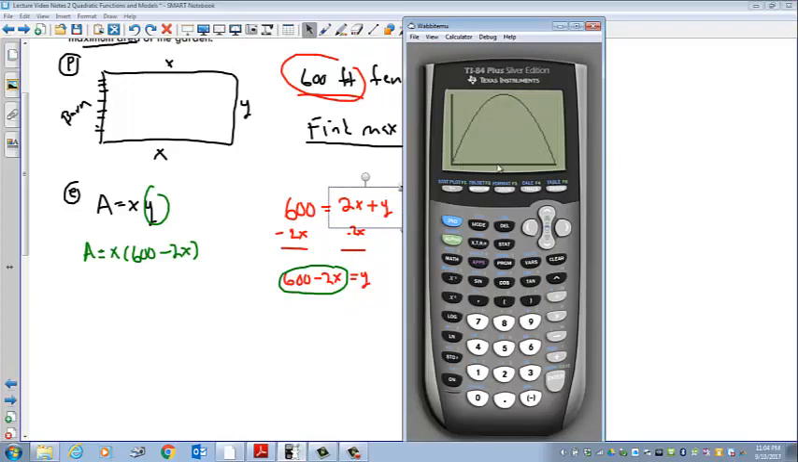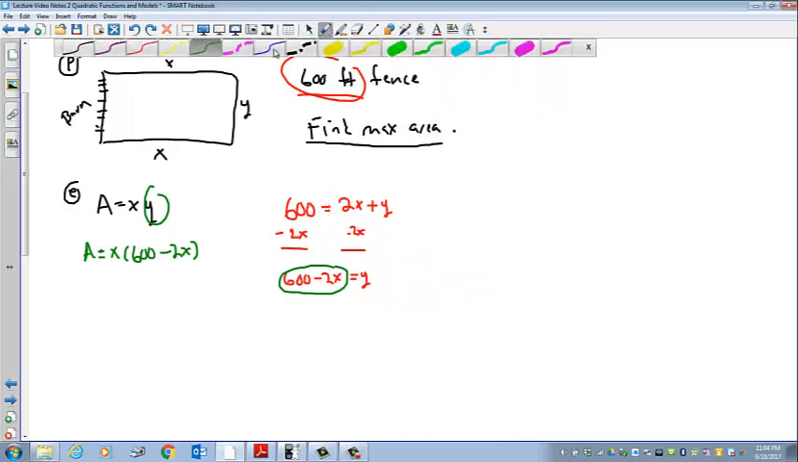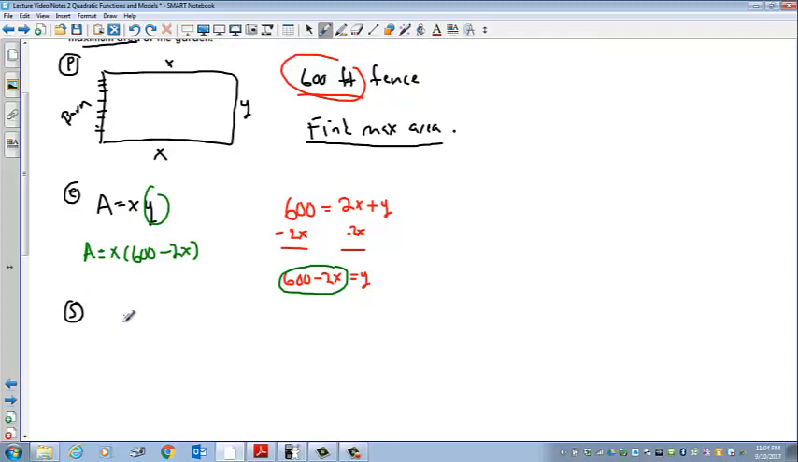So the input is the length of this fence here. And then remember, the output actually isn't y. Remember, it's the area. That's important. All right, so let's copy this graph down to show some work. So now I'm solving this problem.